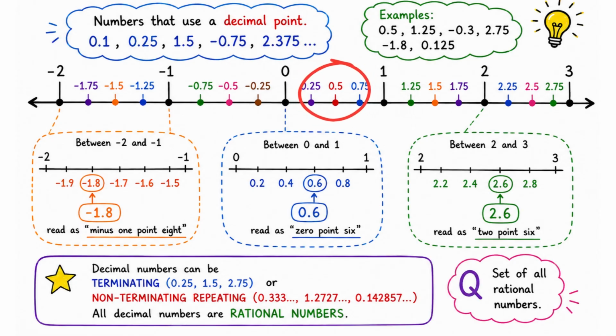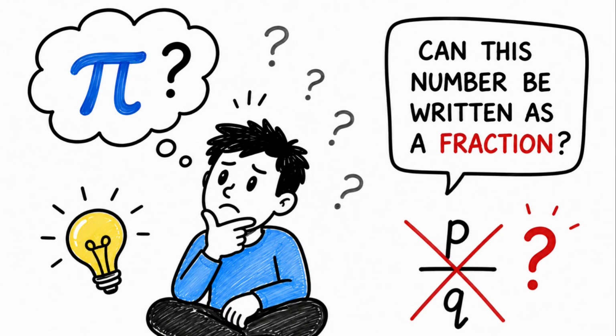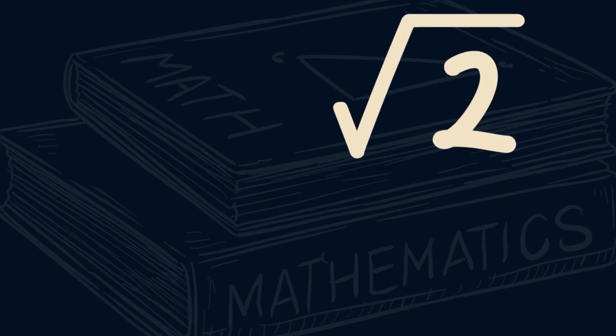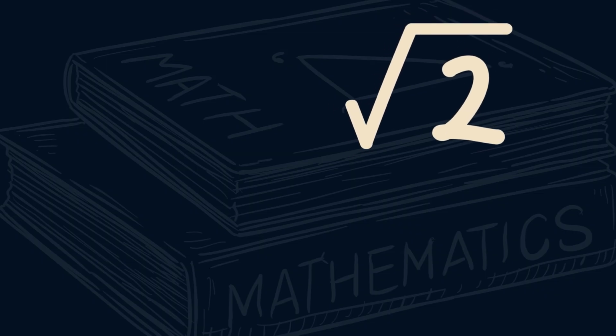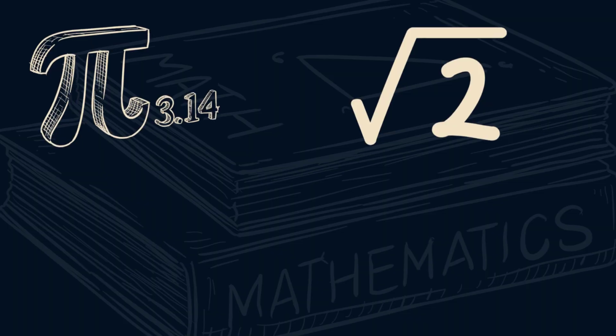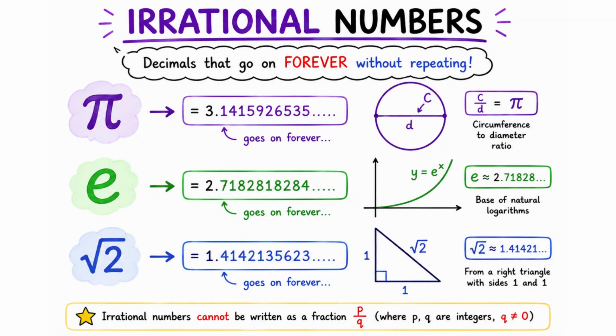But mathematics soon discovered something surprising. There are numbers that cannot be written as fractions. For example, the square root of 2, or the famous constant, pi, or Euler's number, e. These numbers have decimals that never end and never repeat. They cannot be expressed exactly as fractions. These numbers are called irrational numbers.